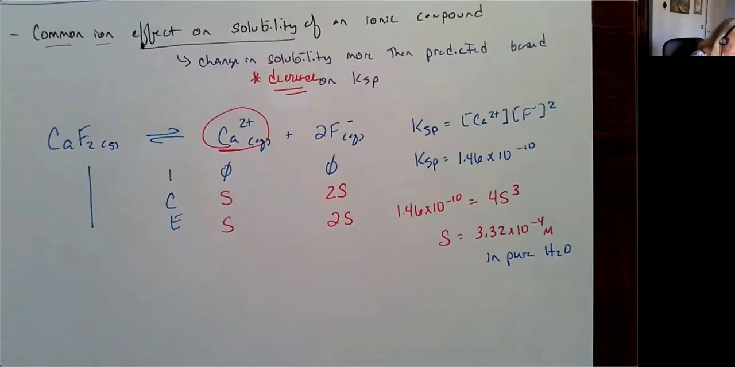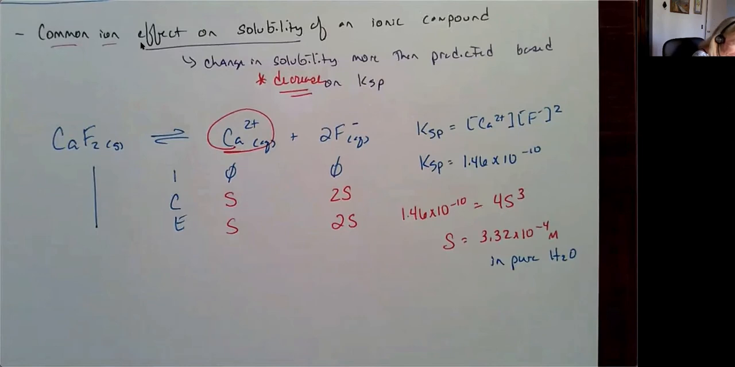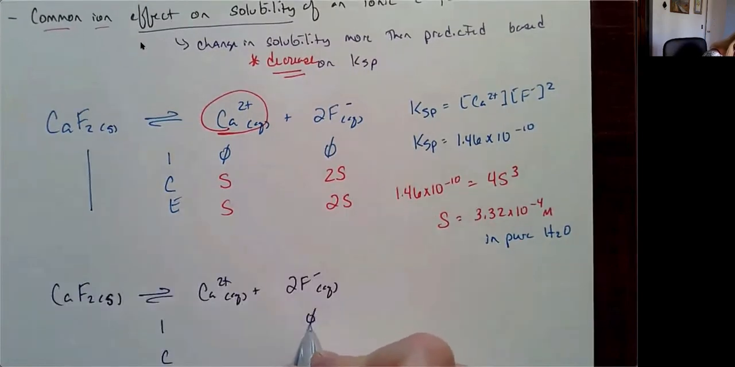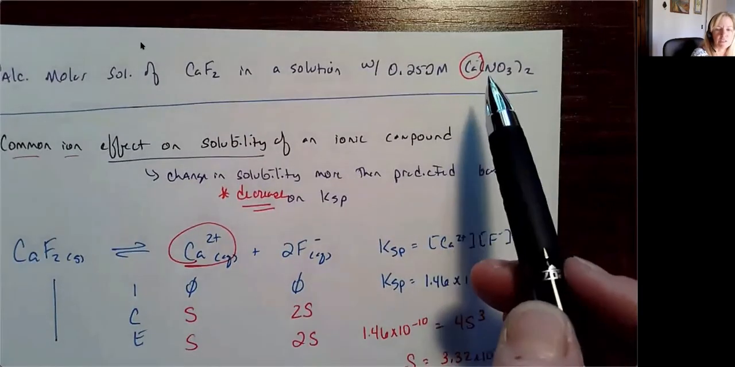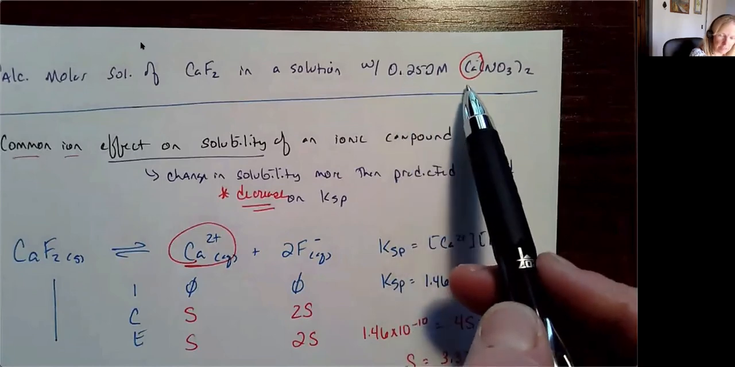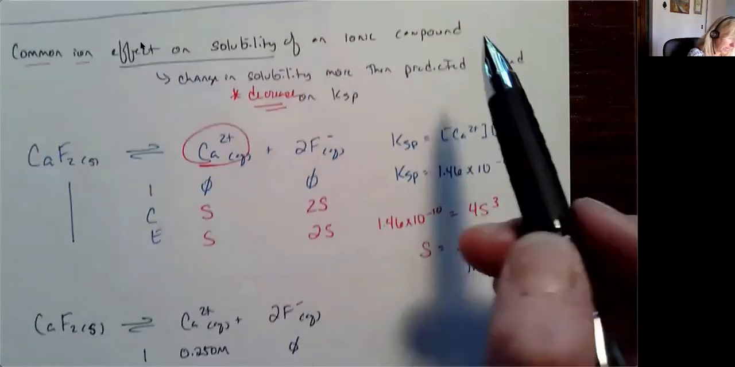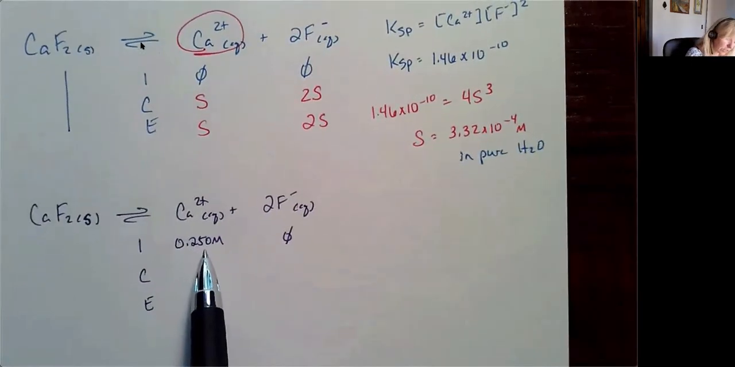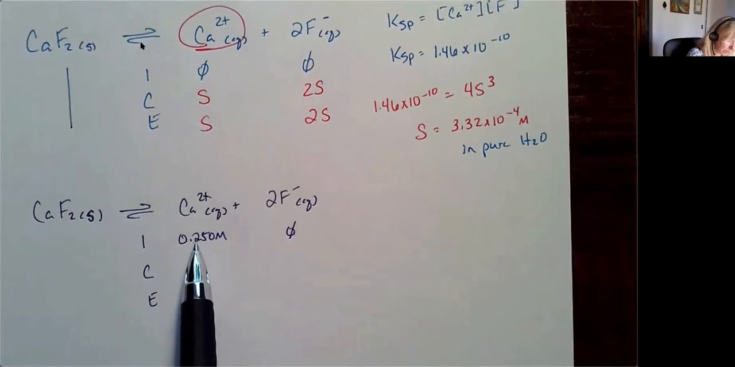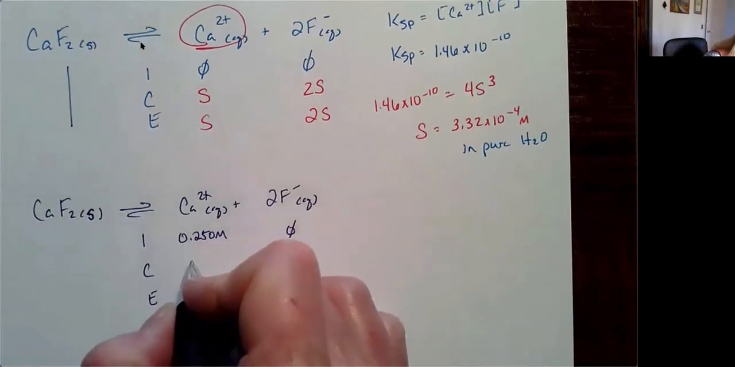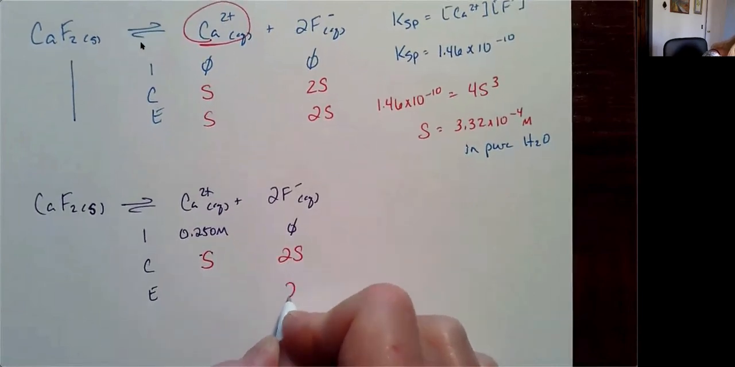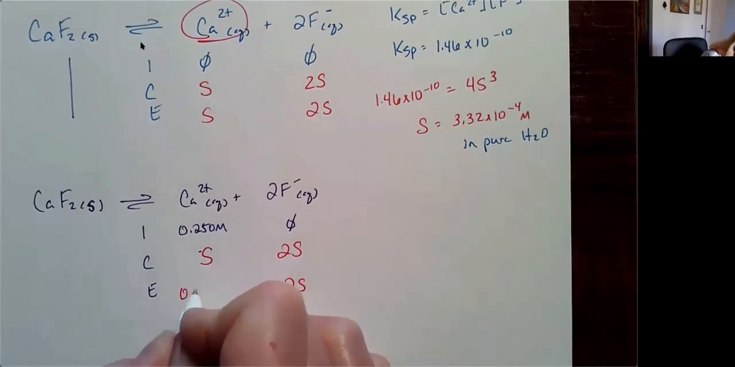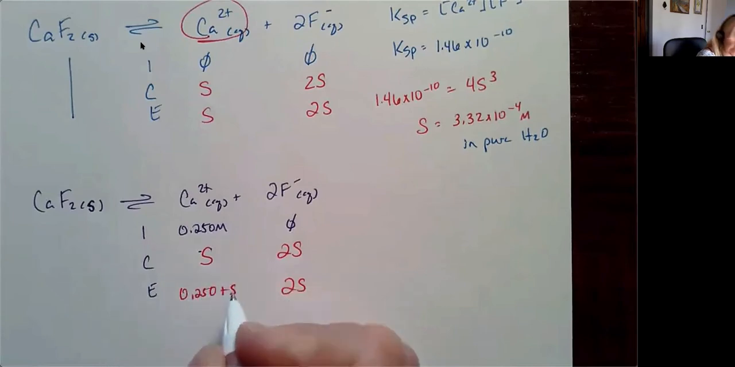Let's do this calculation. I said I'm not going to do too many calculations with you today, but a few of them. This is 0, but this is 0.250 molar because that's how much calcium nitrate I have in solution. This is a highly soluble compound. So I'm looking at calcium, so my initial starting concentration is not 0, it's going to be 0.250 molar. I'm going to add S to that. This is 2S, this is 2S, and this is 0.250 plus S.